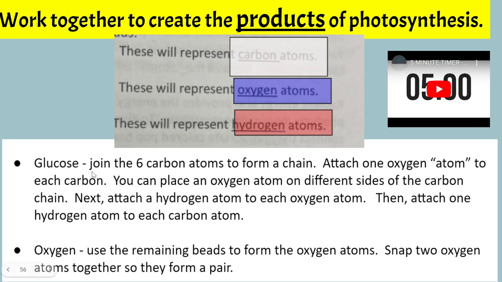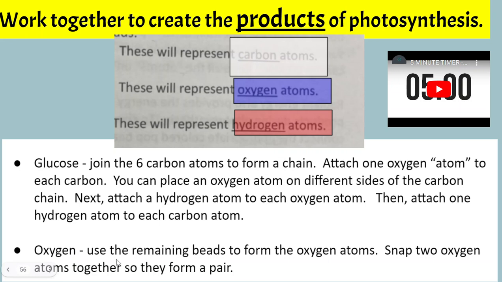So for glucose, we're going to join 6 white carbon atoms together to form a chain. Then we're going to add 1 oxygen, 1 blue, to each side of the white chain. And I'm going to show you a picture so you know what I'm talking about. And then we're going to add a hydrogen to one side and then a hydrogen again to the other side. Let me show you this in 1 second.